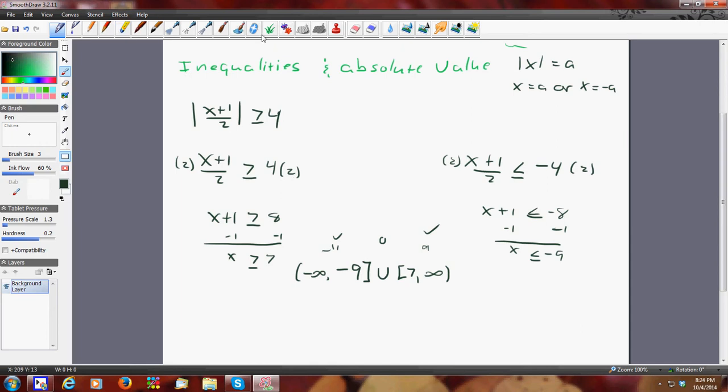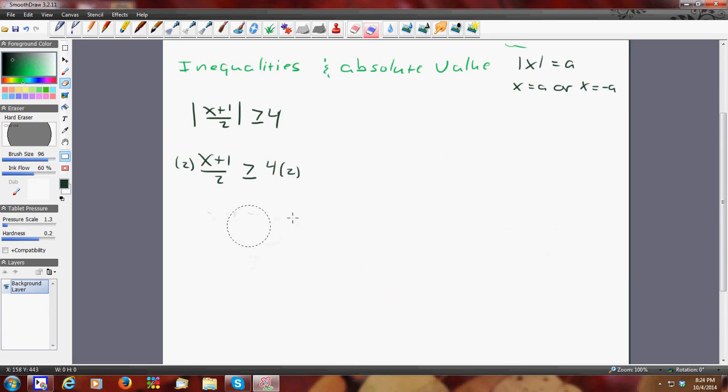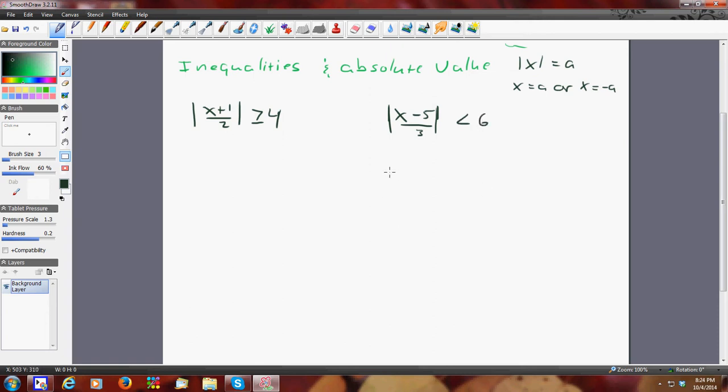I'll do one more example for you because I'm feeling quite generous. And actually, that's not true. I'm trying to prove a point. And so if I had, let's say, (x minus 5)/3 is less than 6. I get (x minus 5)/3 is less than 6. And then I get (x minus 5)/3 is greater than negative 6.